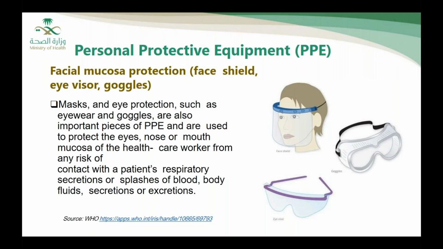Facial mucosal protection, as everyone knows, includes face shield, goggles, and eye visor. Masks and eye protection such as eyewear and goggles are also an important part of PPE and are used to protect the eye, nose, or mouth mucosa of the healthcare worker from any risk of contact with a patient's respiratory secretion or splash of blood, body fluid, secretion, or excretion.